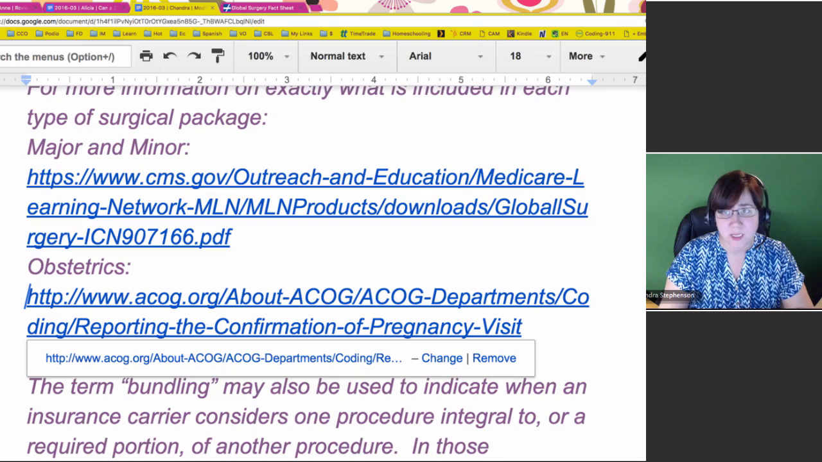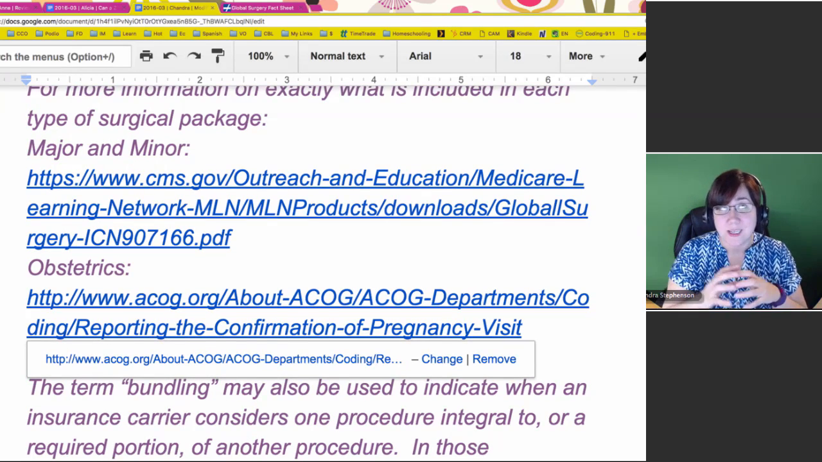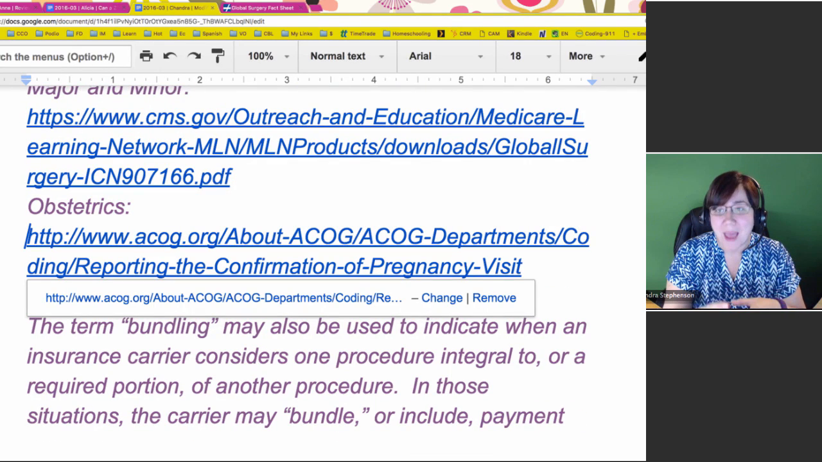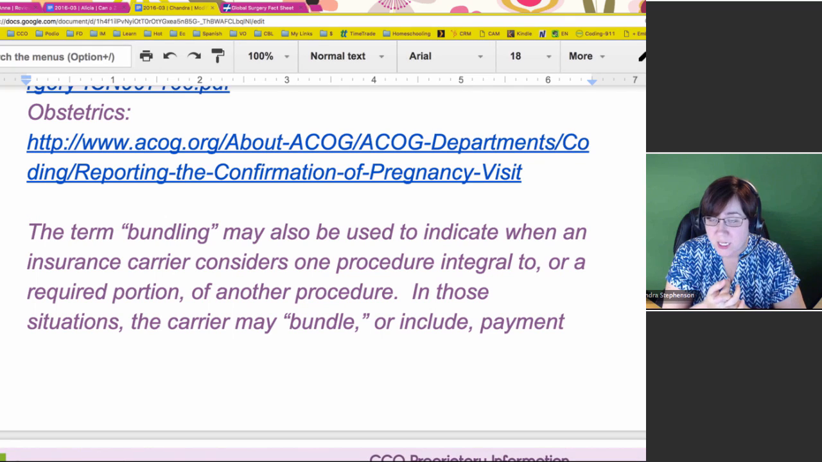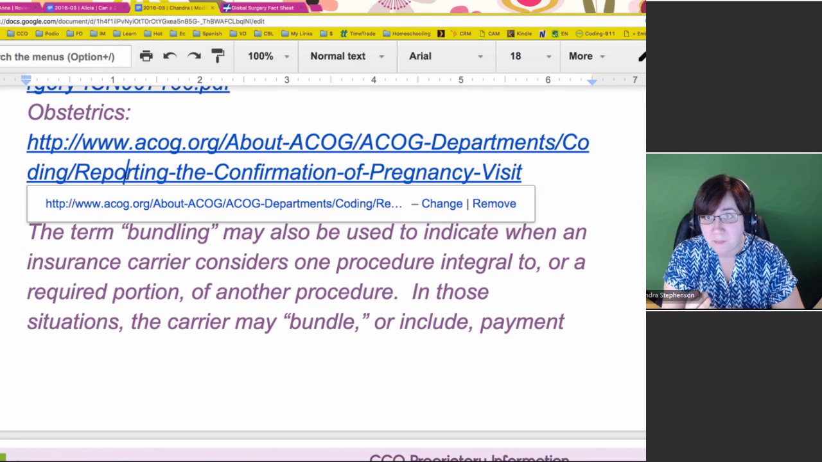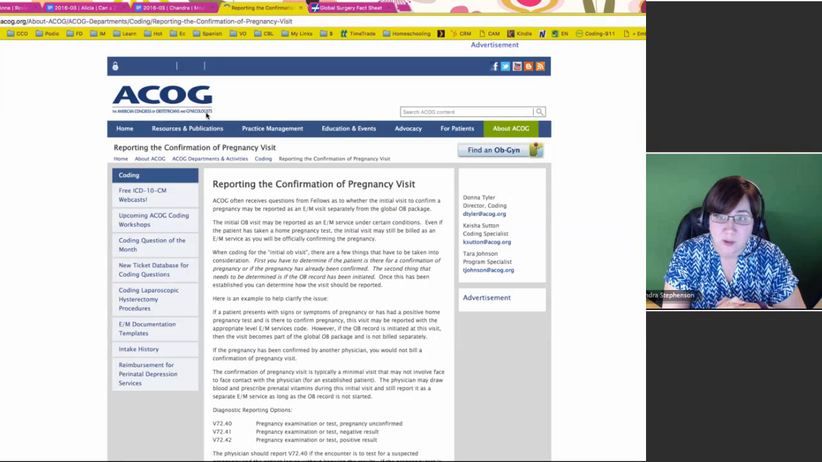Now, billing for an obstetric practice, or I'm sorry, an obstetric package, not an easy thing for me to say tonight, is a little bit different, and each carrier has different rules. The link that I gave you here is actually a link to ACOG, the American College of Obstetrics and Gynecology. A lot of the stuff on their site is pay only. You have to be a member to get it, and you have to be a physician to get to it. This is one of the free articles that they put out there.